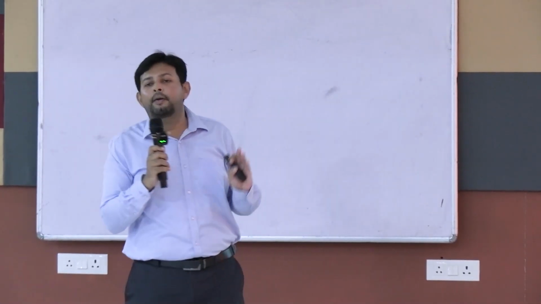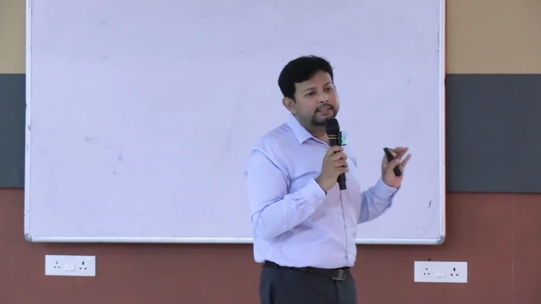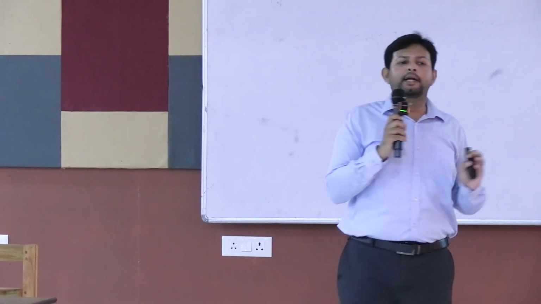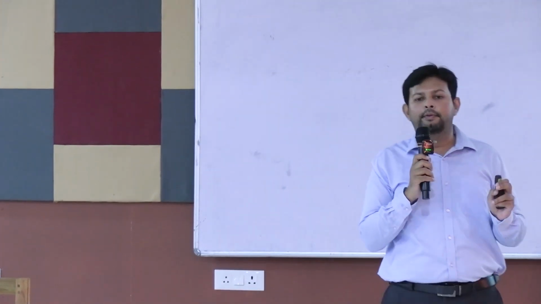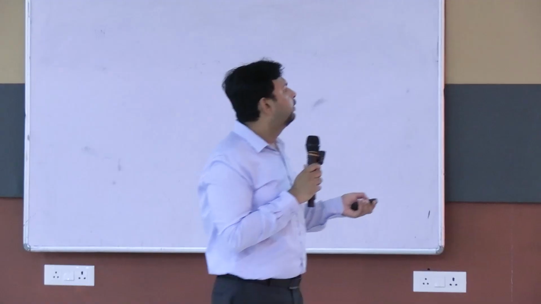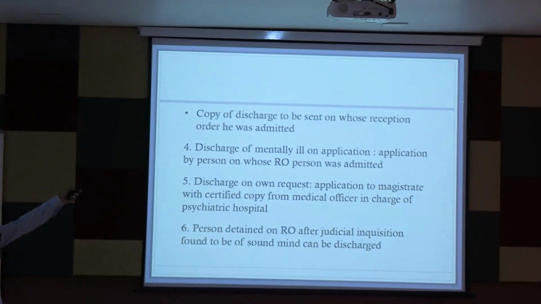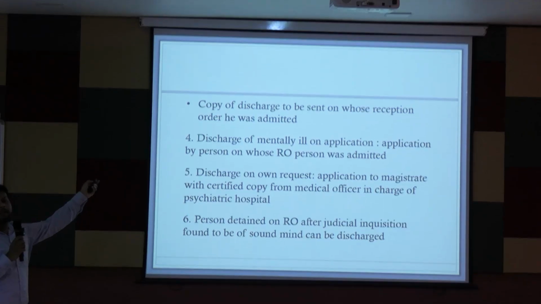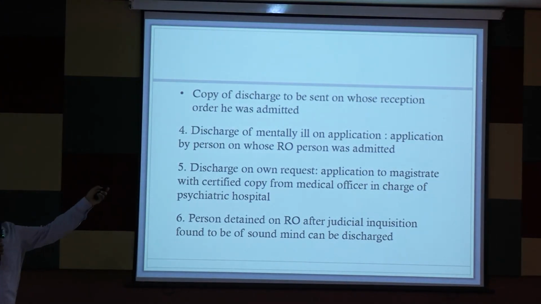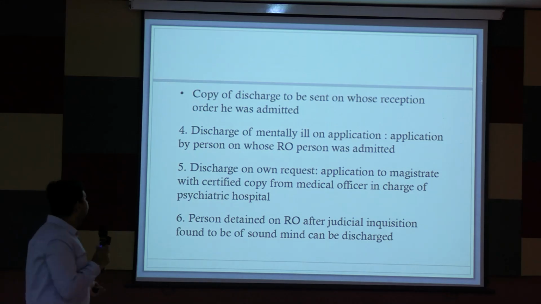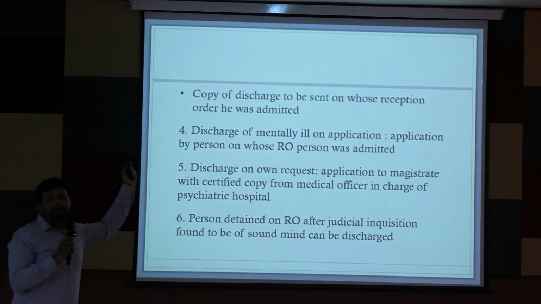Fine. So while discharge, the information should be given to the applicant or to the court that the subject is being released. But in case of mentally ill prisoner, the scenario will not be same. এখানে everything should be communicated with the magistrate or the court. Fine. See, copy of discharge to be sent to whose reception order he was admitted. Very important. All right, all these things I have discussed.